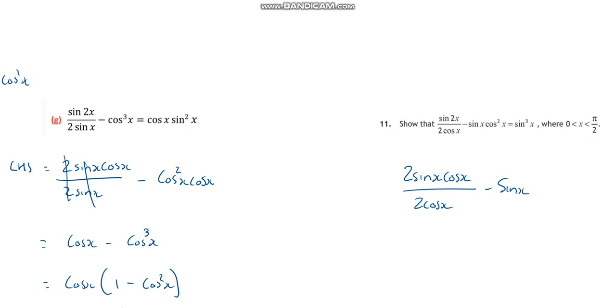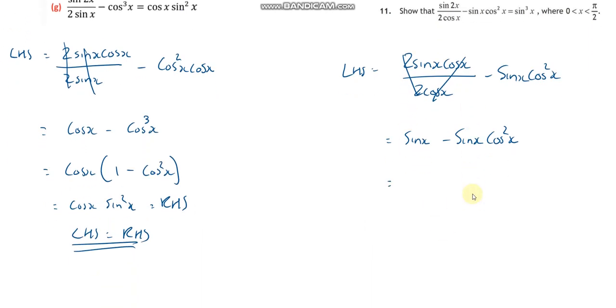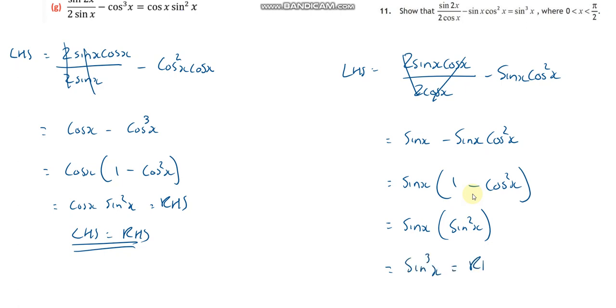Take away sine x cos squared x. Okay. So that's what the left hand side is. Cancel the 2's, cancel the cos's, so I'm left with sine x take away sine x cos squared x. Oh, this is looking very similar, isn't it? Okay. So let's take out sine x as a common factor. So that's 1 take away cos squared x, which, as we know, is the same as sine squared x. Excellent. So that's going to give me sine cubed x, which is equal to the right hand side.